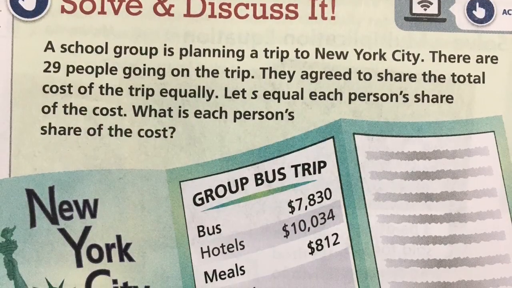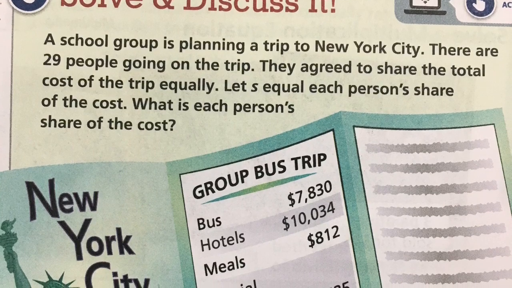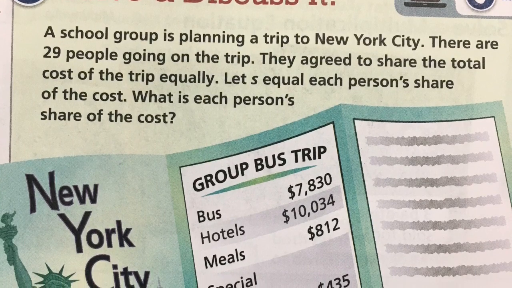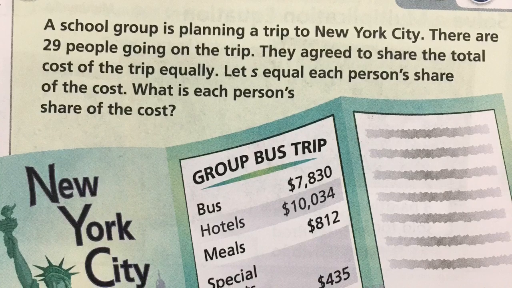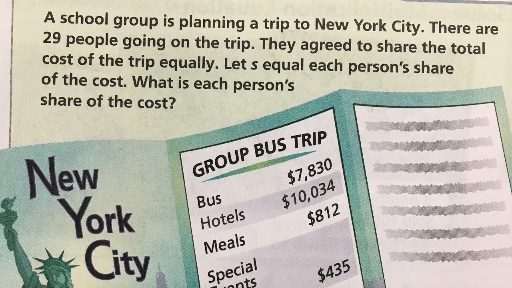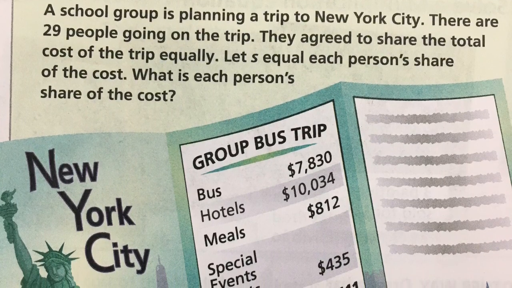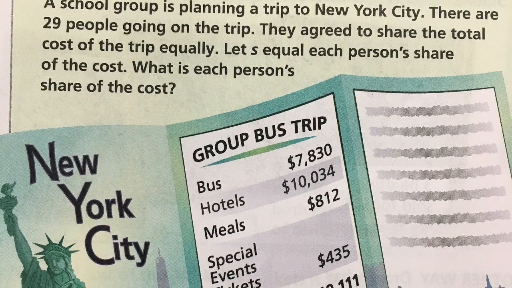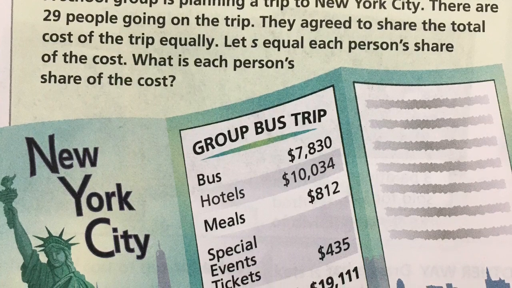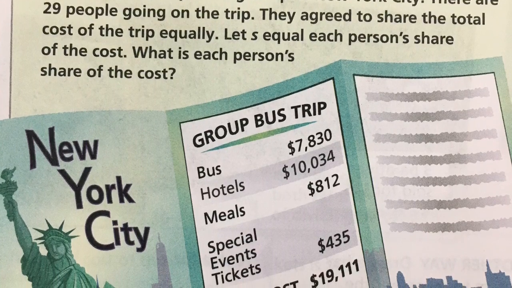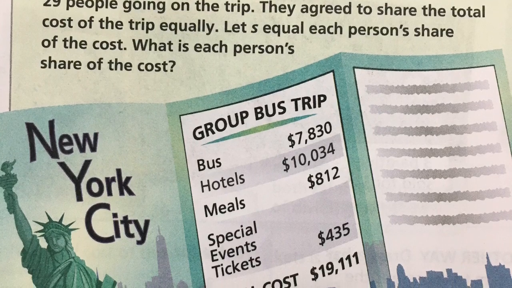Our school group is planning a trip to New York City. There are 29 people going on the trip. They agreed to share the total cost of the trip equally. Let S equal each person's share of the cost. What is each person's share of the cost? Pause the video now and figure it out.